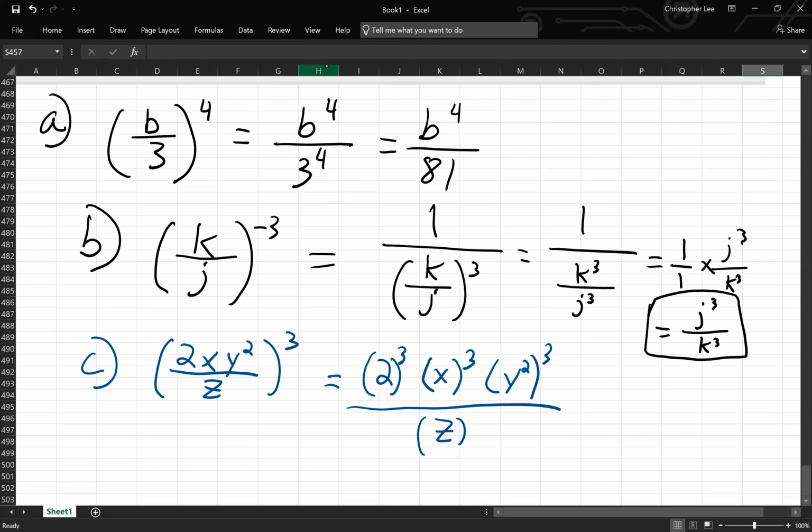Let's do the math on that. What's this, like 8? x to the 3rd, y to the what power? y to the 6 over z to the 3rd. And that's it. Questions on it? Okay. Let's look at D.